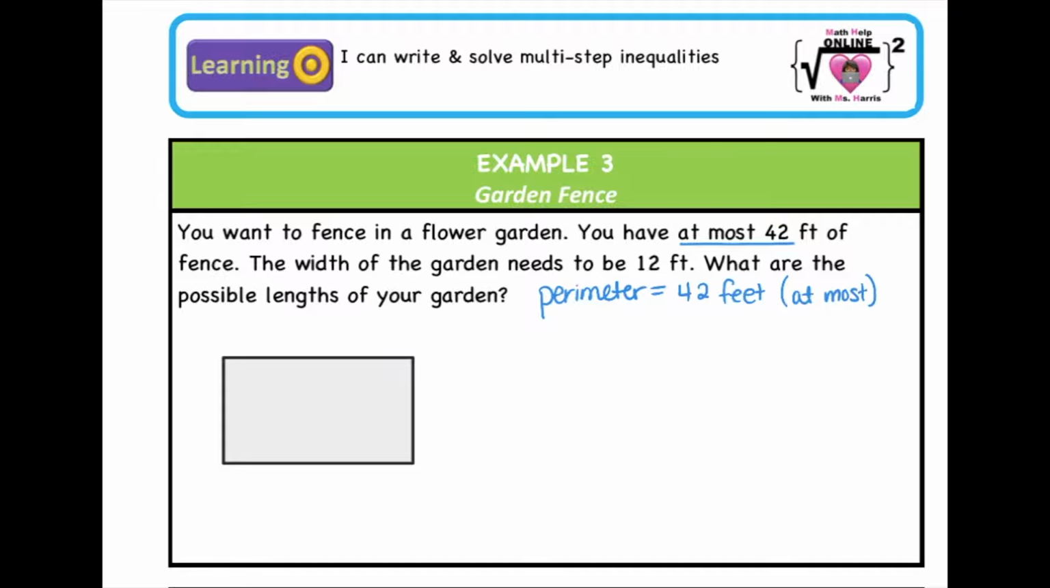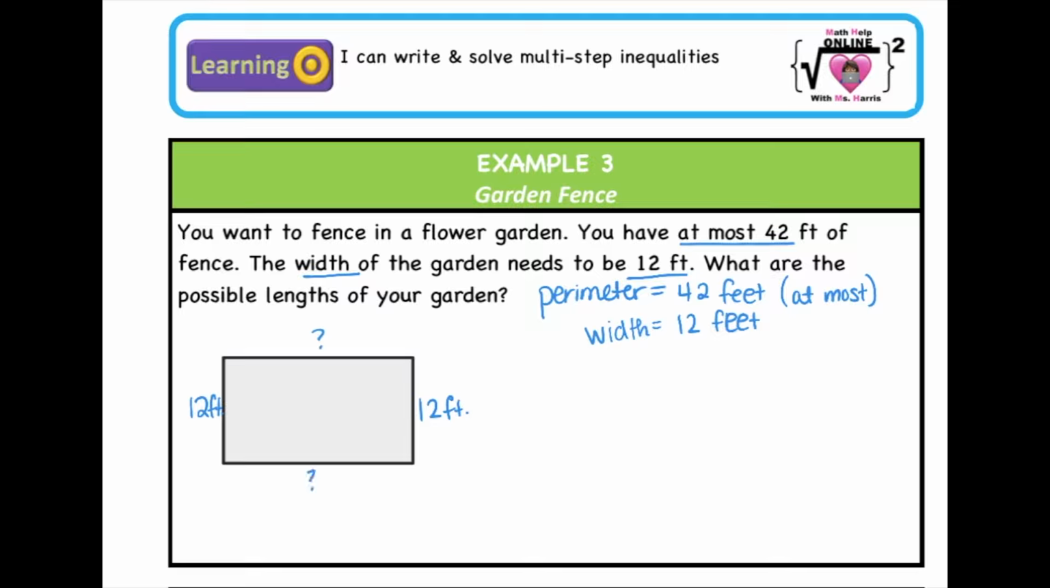Just reminding myself that we're talking about an inequality here. We know the width of the garden needs to be 12 feet. And that's super important here because on our garden we know this has to be 12 and this has to be 12. We need to know what the possible lengths are. So our length is what is unknown here.